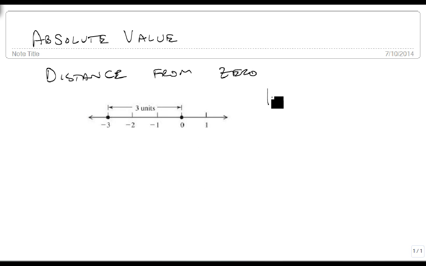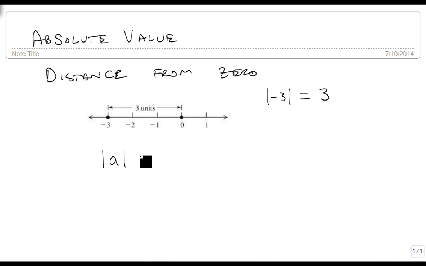If we want to know what the absolute value of minus 3 is, and we graph it, we put a dot at minus 3, and we can count 1, 2, 3 units away from zero. So the absolute value of negative 3 is 3. So this gives us two rules, and these rules are going to be really important to make sure you understand.